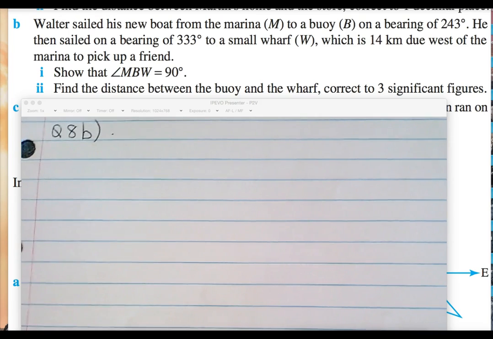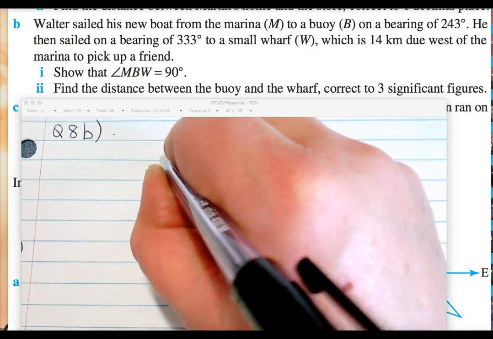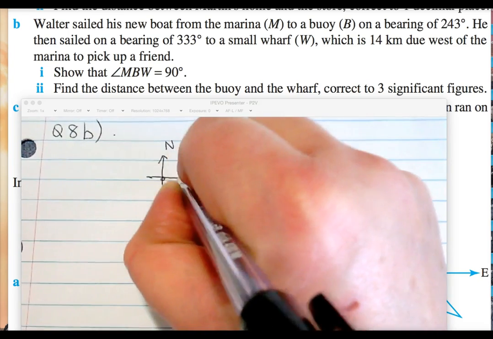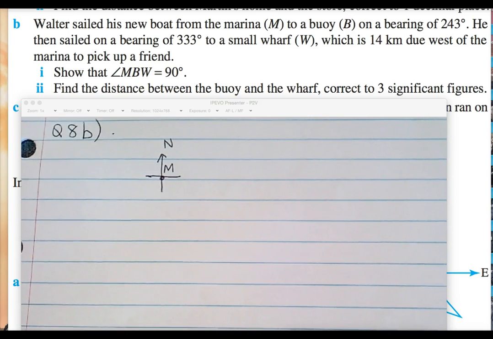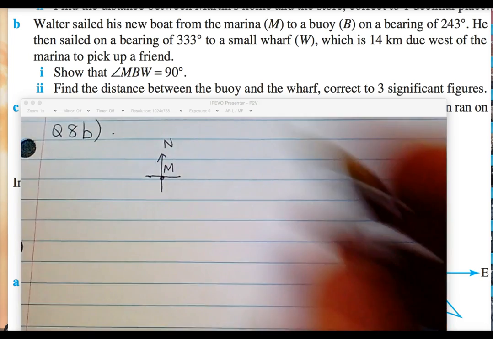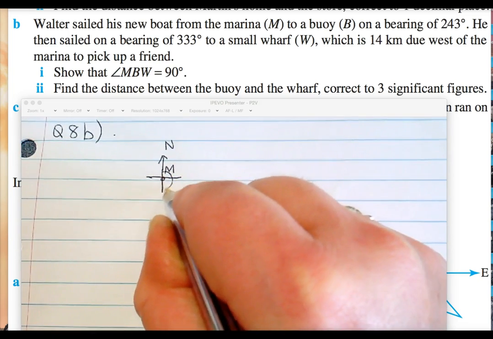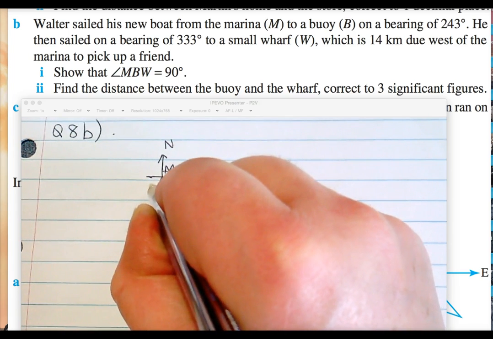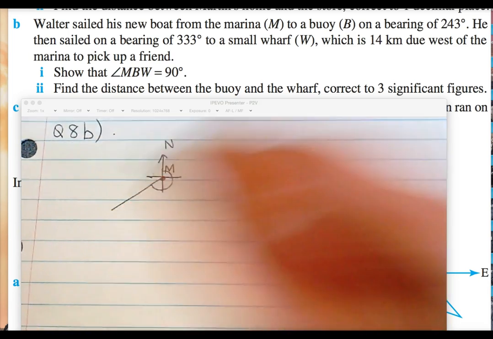His new boat travels from the Marina M to a buoy B on a bearing of 243 degrees. So I'm going to start here in the middle of the page. North, south, east, west. He's travelling from M to B on a bearing of 243. Girls, just think you're starting at 12 o'clock and you need to go 243 degrees around. So start from north, go clockwise. How much have I done? 90, 180. Well, somewhere in here is 243 because it's between 180 and 270. So he's travelling in this direction.